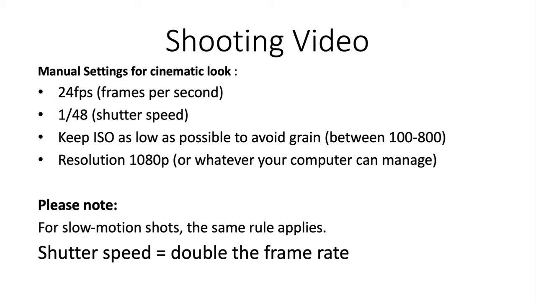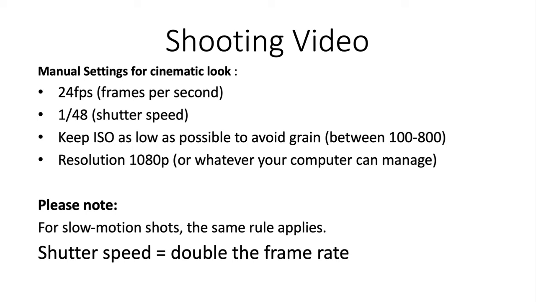Now, the rule is 24 frames per second is the smoothest looking video for that natural cinematic look. As a rule of thumb, your shutter speed should be set to double that of your frames per second. So in this instance, 24 frames per second should be 1/48 shutter speed. Now, if your camera does not do 48, go to the nearest one, which might be 1/50.